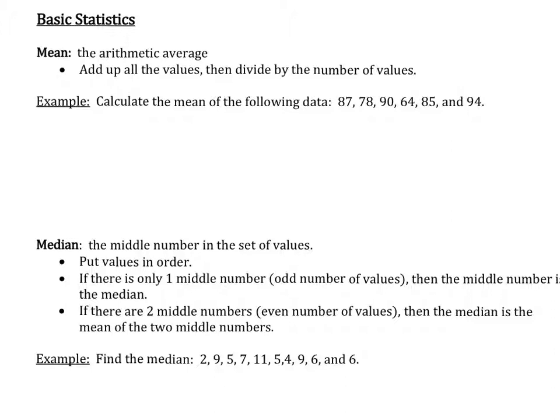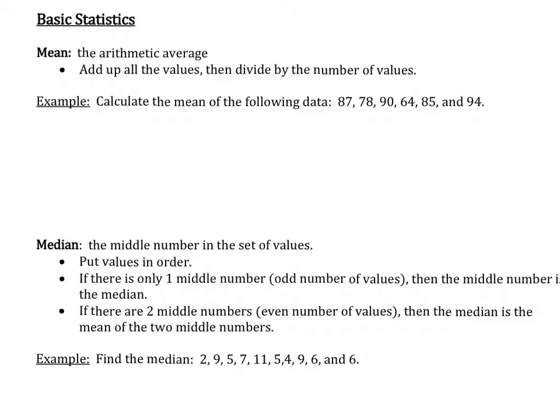It's probably what you normally think of as your arithmetic average, or what most people just say is average. To find the mean of a set of data, you add up all the values, then you divide by the number of values that you have. For instance, I have a bunch of test grades in this first example. It says calculate the mean of the following data, test grades. A person made an 87, 78, 90, 64, 85, and a 94.